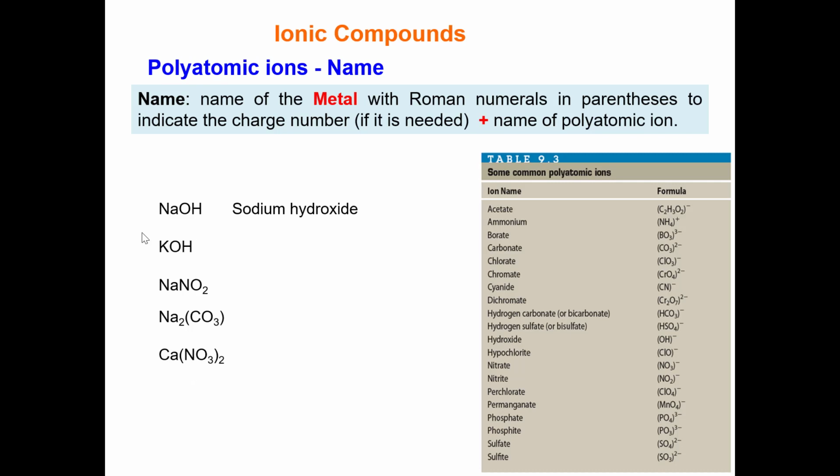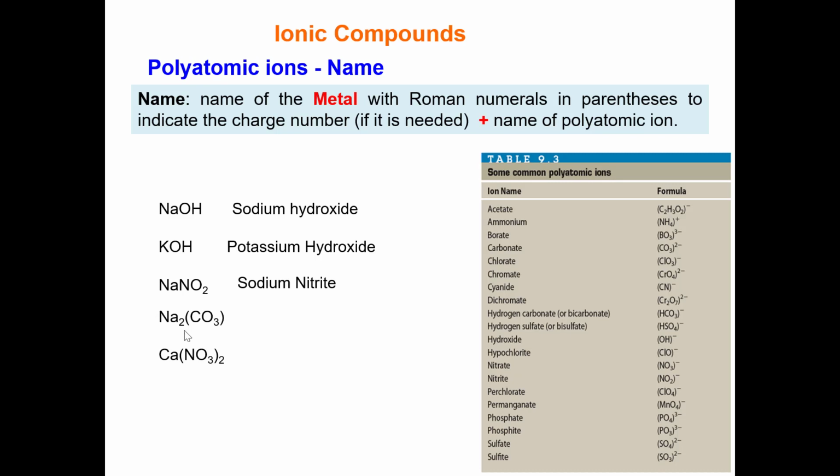Let's see what is the name for the second ionic compound. We had potassium first, and then we had hydroxide. Then the name of this compound will be potassium hydroxide. For the third one, we had sodium, and then we will see what is the name of this polyatomic ion. In this case, it will be nitrite. Then the name of this compound will be sodium nitrite.